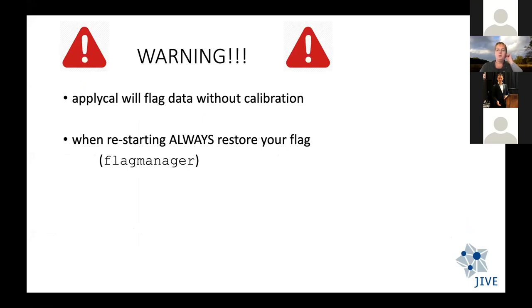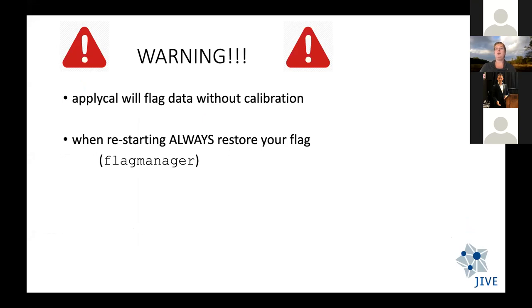So there's one warning, last warning, cannot iterate this enough. The flagging in the apply cal will be iterative, so cumulative, sorry. So when you do the apply cal, and for example, there's some poor system temperature data or no system temperature data for part of your data, the visibility data that's associated with that part of your system temperature measurements will be flagged.